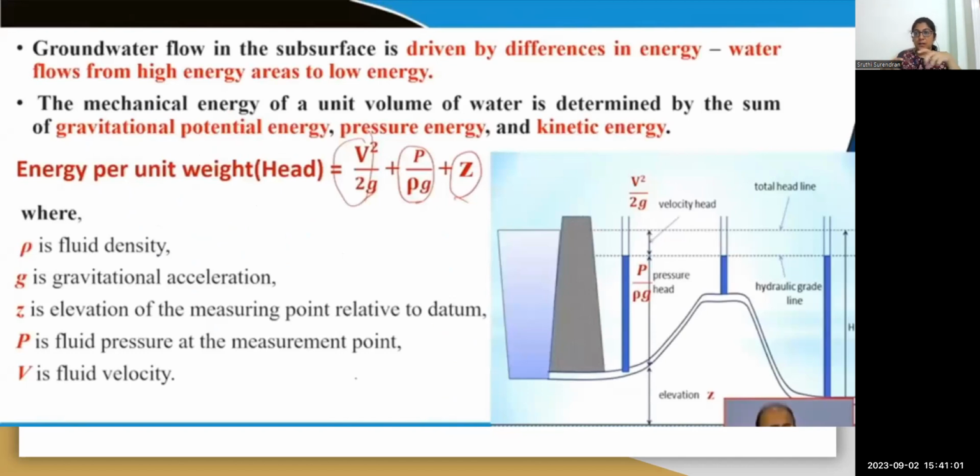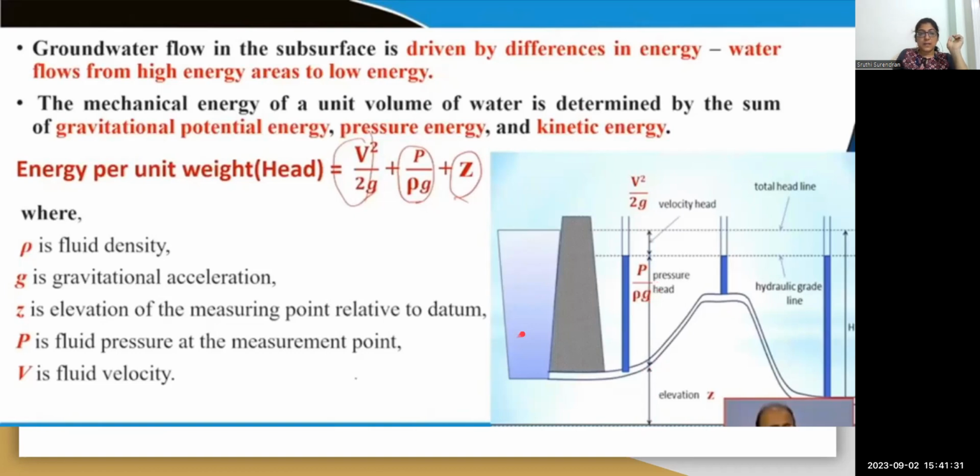So where is this required? Suppose we have a confined aquifer and the water available inside the confined aquifer is under a particular pressure. The total energy of that water would be the sum of the kinetic energy of water, the pressure energy of water, and the elevation energy of that water. Now, elevation energy is nothing but the height of the reference point to the point which is measured.